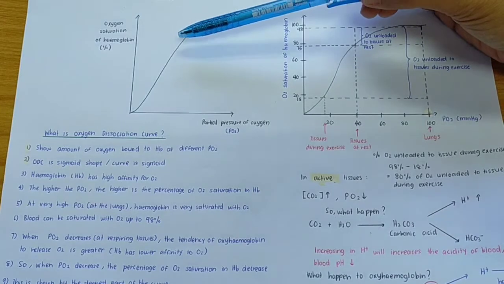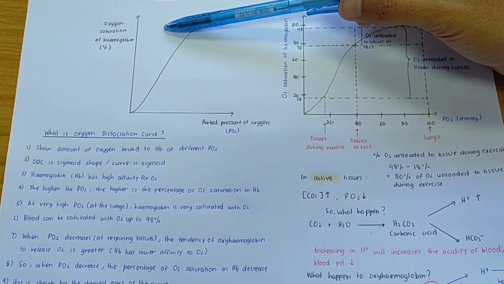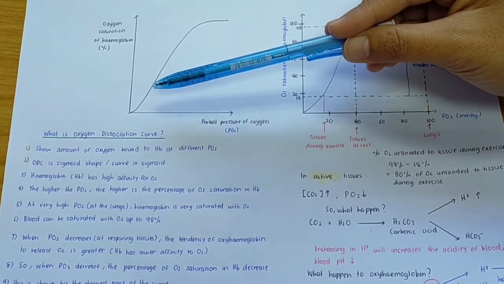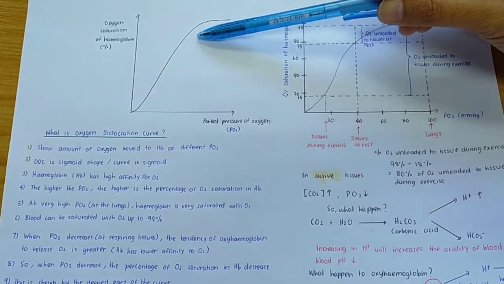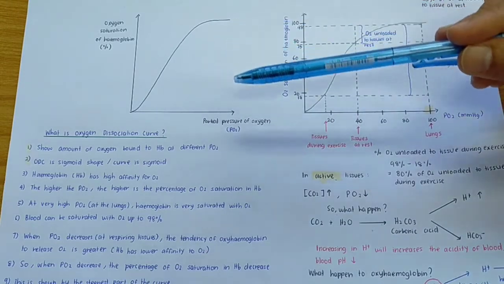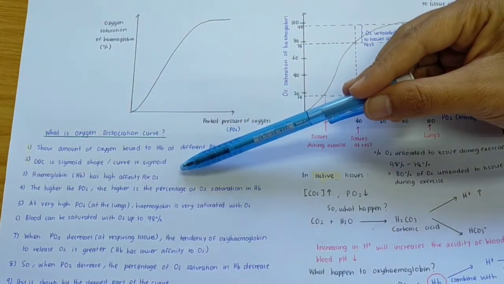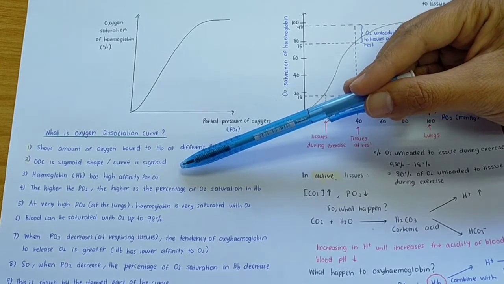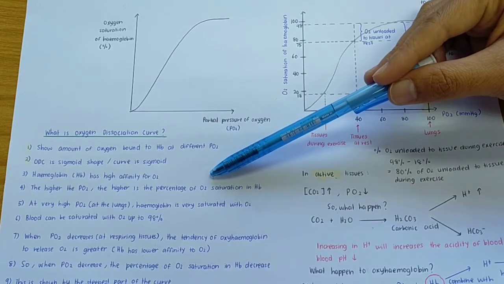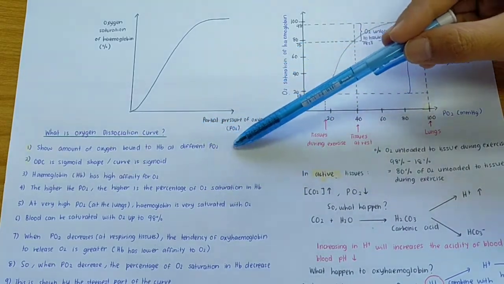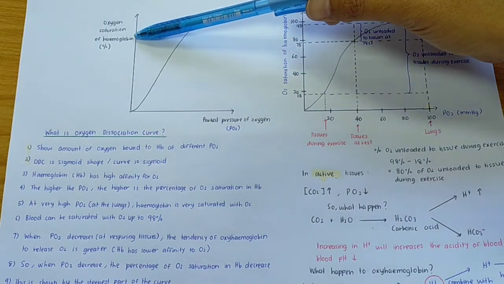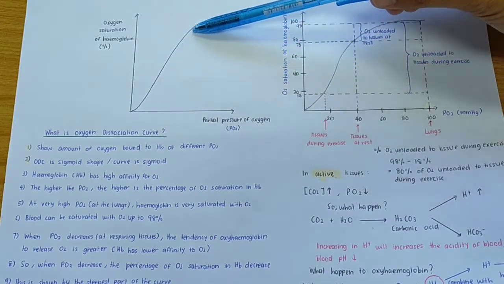If you look at this graph, the ODC shows a sigmoid shape, or the curve is sigmoid. Sigmoid means the curve is S-shaped. Based on the characteristic of hemoglobin, hemoglobin has high affinity for oxygen. So the higher the partial pressure of oxygen, the higher the percentage of oxygen saturation in hemoglobin. That's why, based on this graph, when the partial pressure of oxygen is higher, the percentage oxygen saturation of hemoglobin will be high.